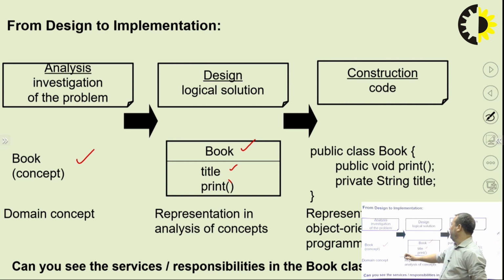So this is the domain phase, the representation of analysis of concept, and this is the programming or implementation. For example, this is what? Data type. We have written just title in string data type, making it private, and this print is the method. So we are implementing in Java. So we can make it like this. This is the representation in an object oriented programming language. So from analysis to design to construction code, this is the sequence.